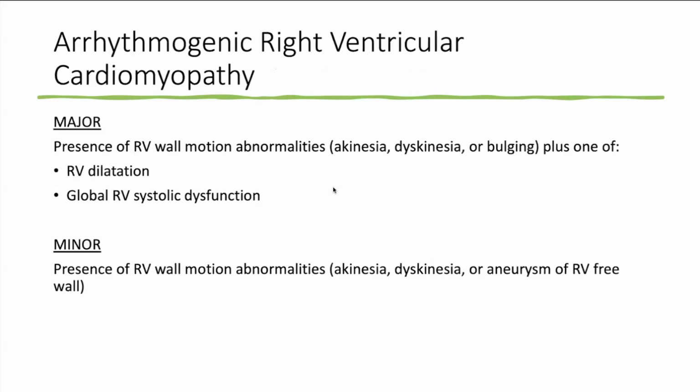For the right side, it's a little bit different because there's more measurements we can take, and there's multiple different criteria that may include more echo images for assessing arrhythmogenic right ventricular cardiomyopathy. So the old criteria, or revised task force criteria, have some major and minor criteria that involve dimensions, which we'll talk about in a bit. But again, they include the presence of wall motion abnormalities with RV dilation or global RV systolic dysfunction. And in the minor criteria, they include aneurysm of the RV free wall as well.